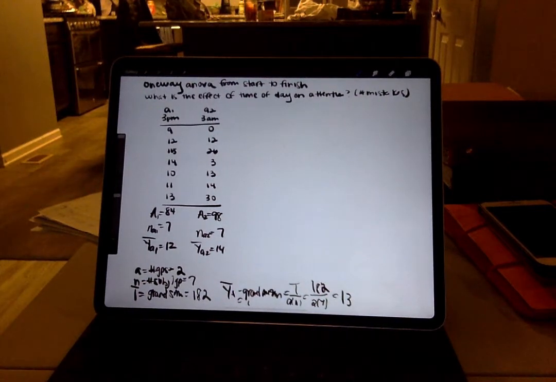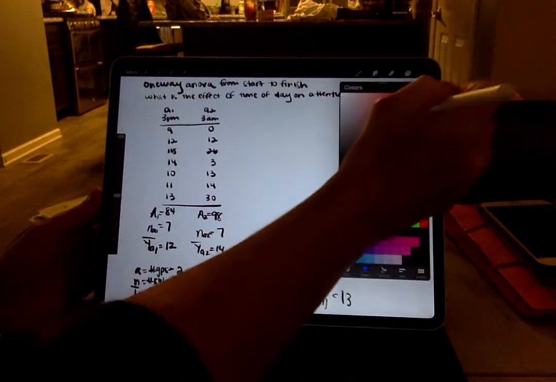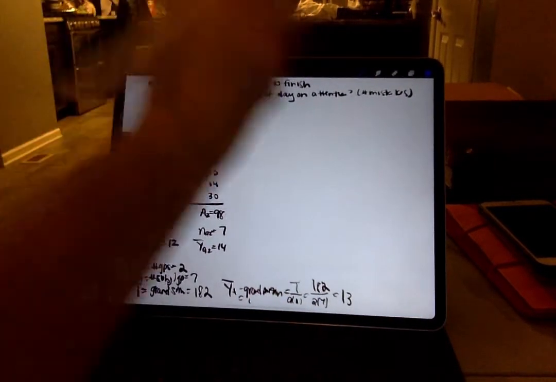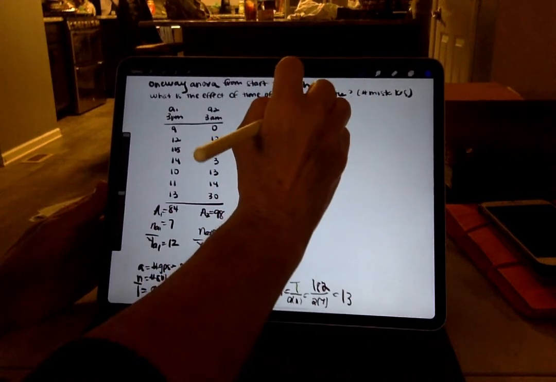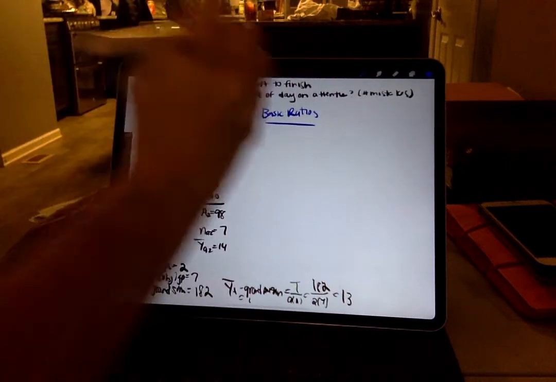Okay, so once we have all that stuff summarized, we are ready to move on to the basic ratios. I'm going to change color for this. We're ready to move on to the basic ratios. All right, so in the one-way ANOVA, there are 3 basic ratios.